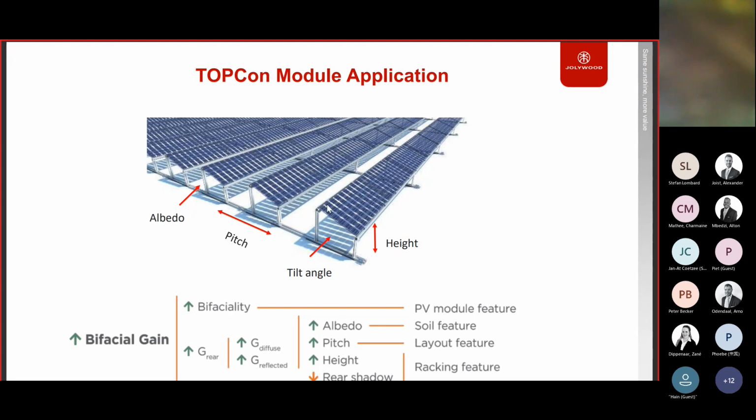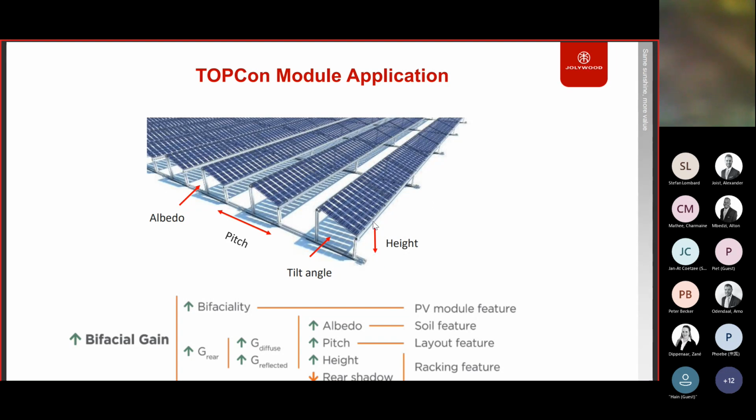So for bifacial modules, if we want to maximize the rear side power generation, the module needs to catch more light from the environment. As we know, if the albedo is higher, the reflected light intensity will be higher, and if the pitch between two rows is larger, more light will be reflected to the module rear side.